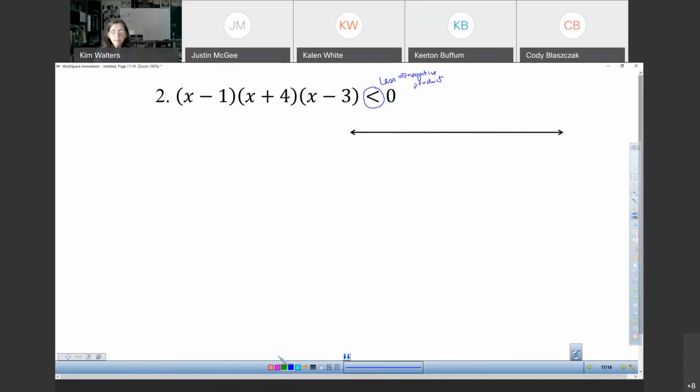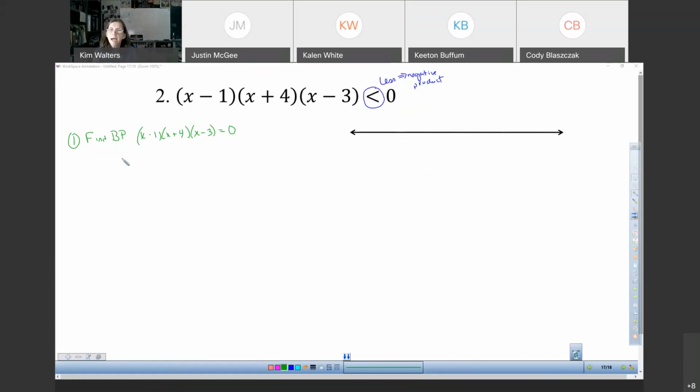All right, so step number 1, we need to find those boundary points. So we're going to find the boundary points by taking x minus 1 times x plus 4 times x minus 3 and setting it equal to 0. You might be wondering, but it's not equal to 0. I know that, but your boundary points are where it's going to be equal to 0. And we'll just be careful when we write our intervals, and we won't include those numbers, which means we'll have to use round brackets. Yes, you got it.